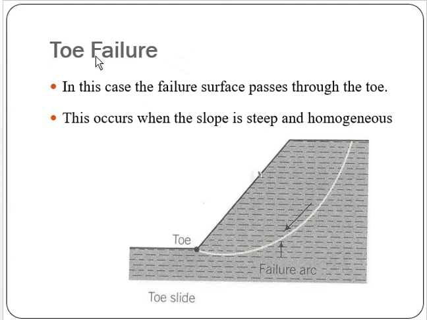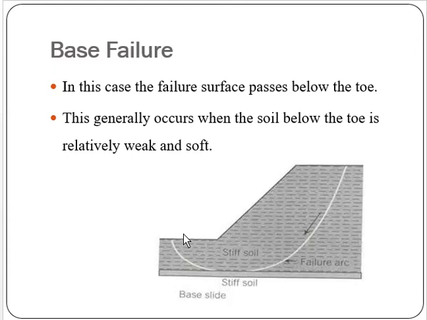The second type is toe failure. In this case, the failure surface passes through the toe. In the previous one, the failure surface passes above the toe. Here, the failure surface passes through the toe, and this occurs when the slope is steep and homogeneous. Okay, that is toe failure. And the third one is base failure. In this case, the failure surface passes below the toe. This generally occurs when the soil below the toe is relatively weak. Here the soil below the toe is very weak, so it fails.